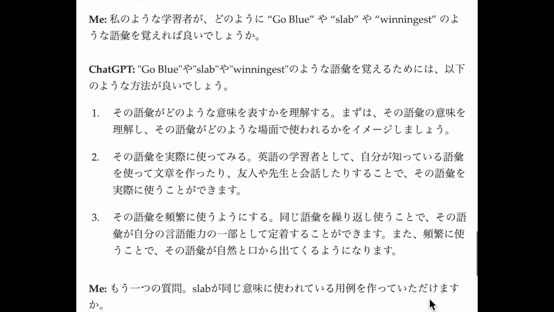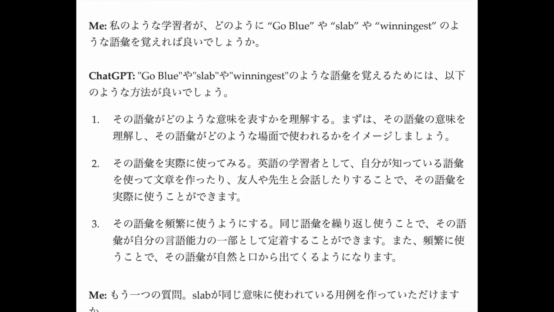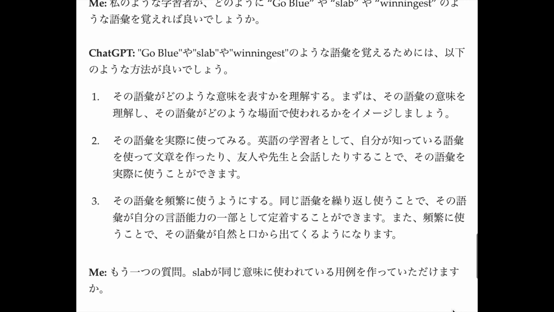Then I got a little meta. I asked in Japanese, if a learner like me, what should I do to be able to learn vocabulary like "Go Blue" or "slab" or "winningest"? And then I got this very nice set of advice from ChatGPT about how to build my vocabulary. To make sure I understand all the meanings first, and then to actually use them in writing and in conversation with friends, and to make sure I use them more so that they become well established within me as words that I use. Use them frequently. I don't know how often you want to use "Go Blue" or "winningest," but as general advice about building and retaining vocabulary, it's very good advice.